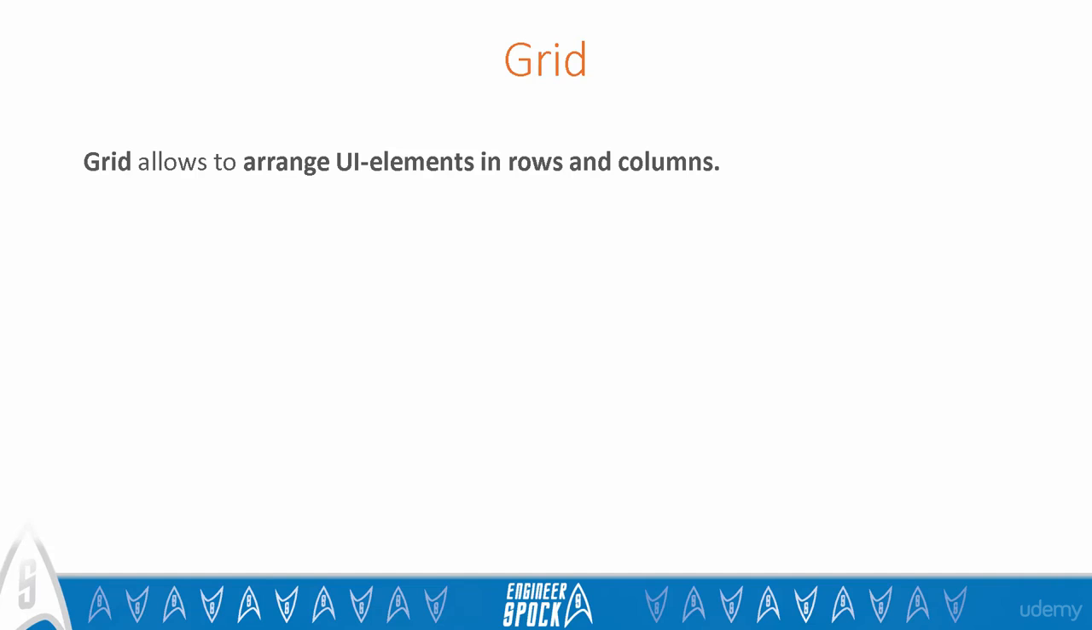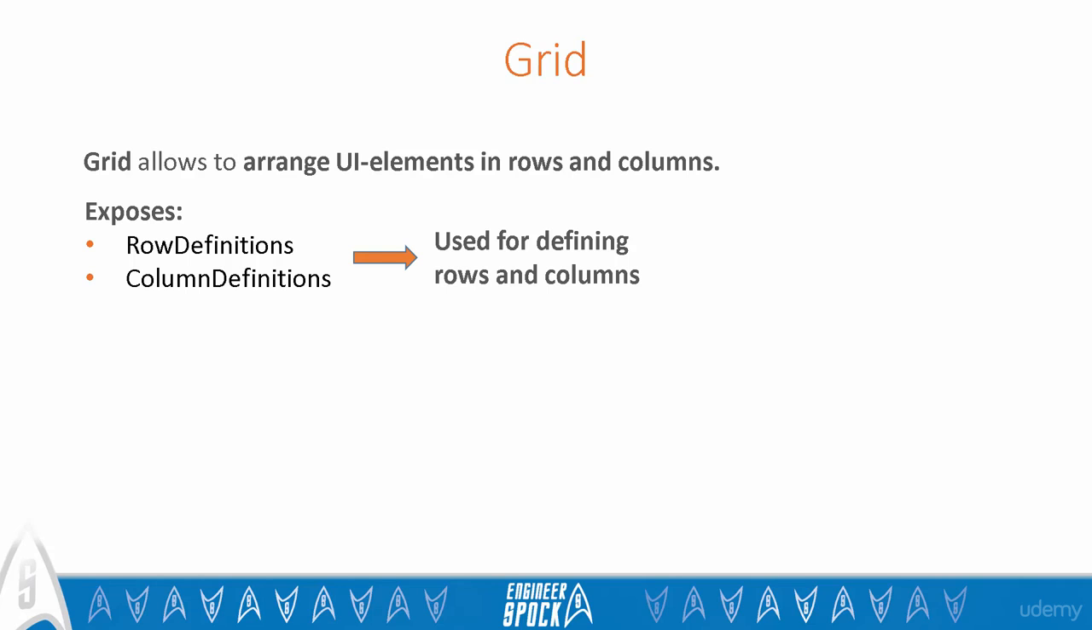Grid is the panel you will work with 90% of the time. Grid is essentially a table with rows and columns, so it allows you to put UI elements into certain rows and columns. The number of rows is controlled via the property RowDefinitions. The RowDefinitions collection contains rows which are represented by the class RowDefinition.